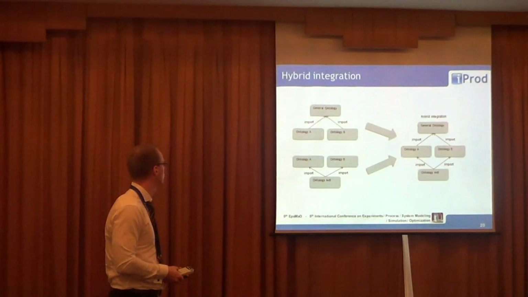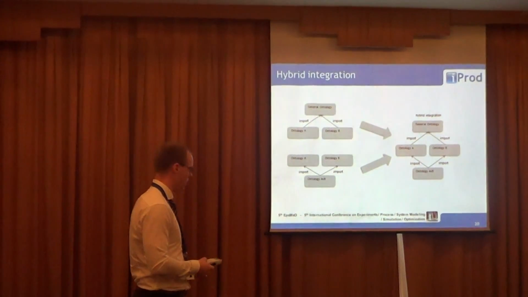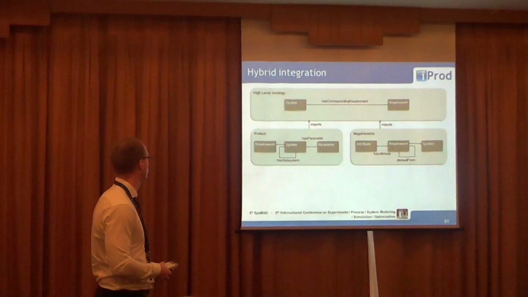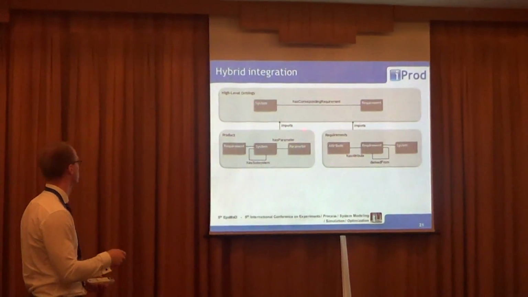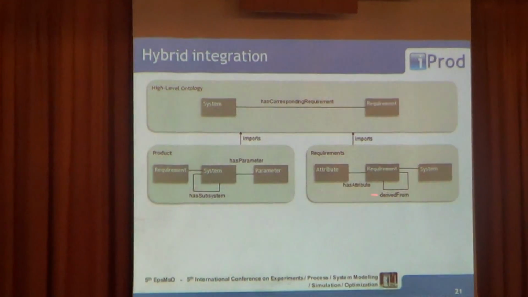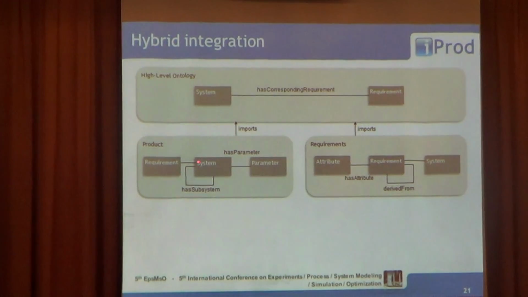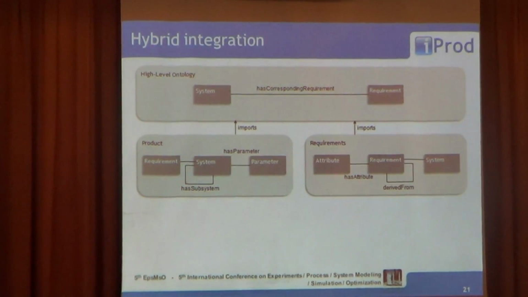And then there's a third approach, and that's to combine both, called the hybrid integration, and that would look like this. We've seen it before, a high-level ontology, just the high-level concepts. On a lower level, you have additional concepts for the requirements management view, for the product management view.